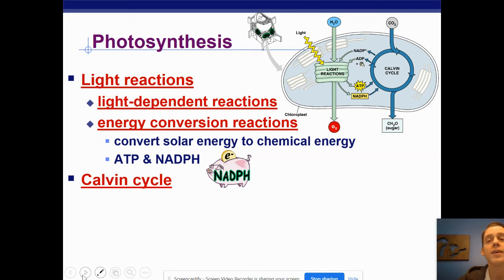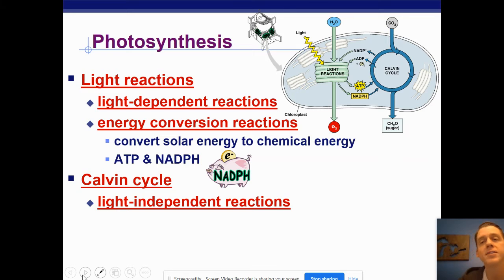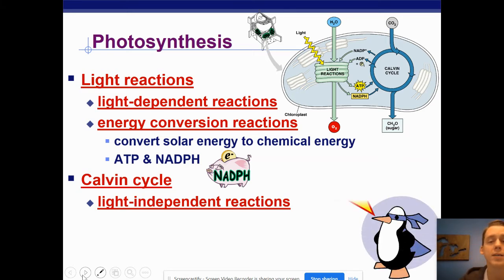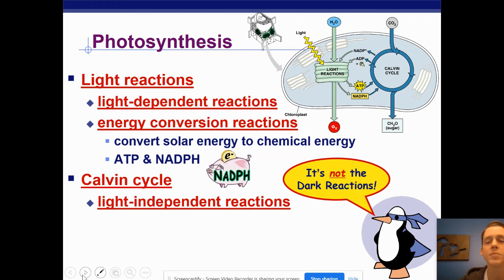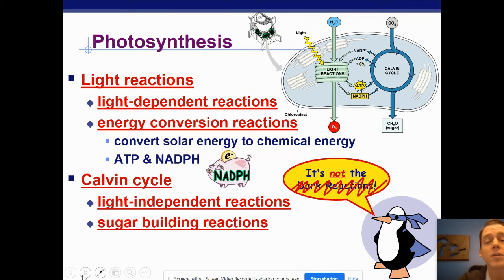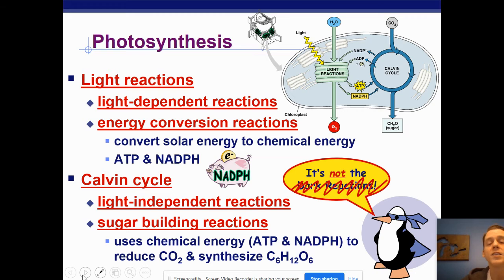The Calvin cycle then is going to happen in the stroma, and it is a light-independent reaction because the Calvin cycle itself does not require light. We sometimes refer to it as the dark reactions, but that is not true. It doesn't need to be in the dark to work. The Calvin cycle is the sugar-building reactions, and that's because it uses the chemical energy from the light reactions, which is ATP and NADPH, and it takes those two things with the help of carbon dioxide in the air, and it makes sugar. And that is the whole point of photosynthesis, is to make sugar.